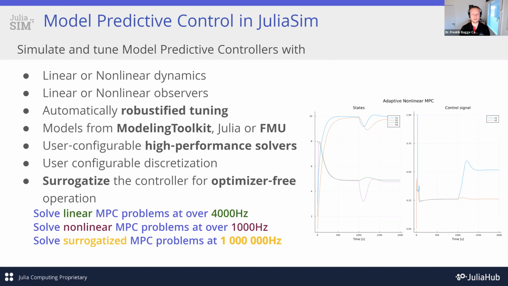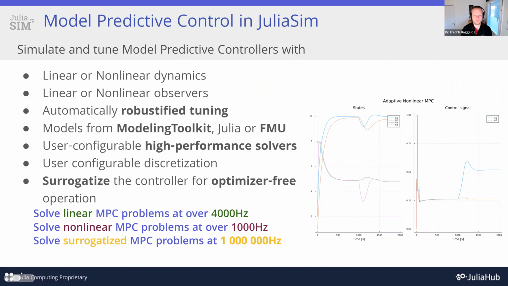In the model predictive control package, we allow the user to select the solver. We support any solver that the MathOptInterface in Julia supports. So this allows you to use high-performance custom MPC solvers like OSQP, but it also allows you to use more general-purpose solvers like IPOPT, for instance, if you have a nonlinear MPC problem. The user can specify and configure the discretization, so we can discretize using multiple shooting, single shooting, direct collocation, and a whole host of options are available for you there.